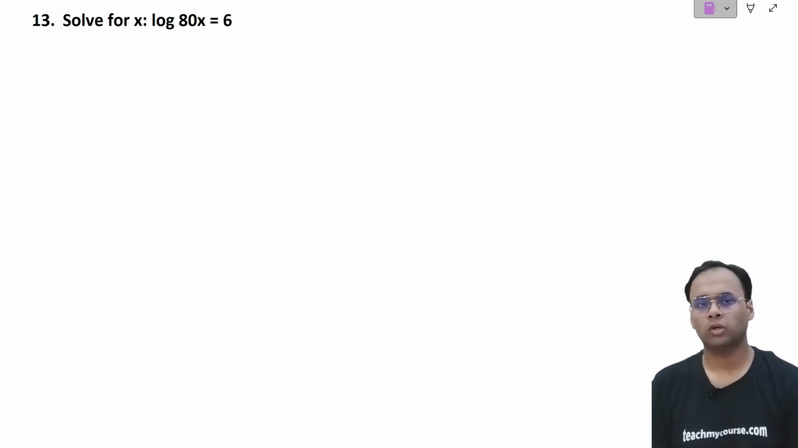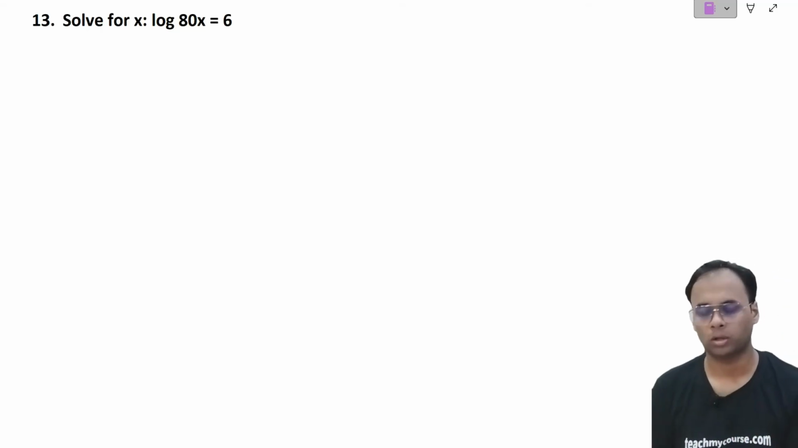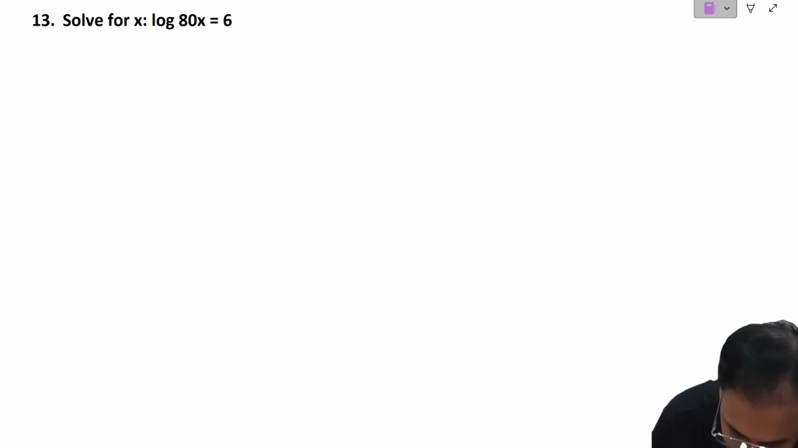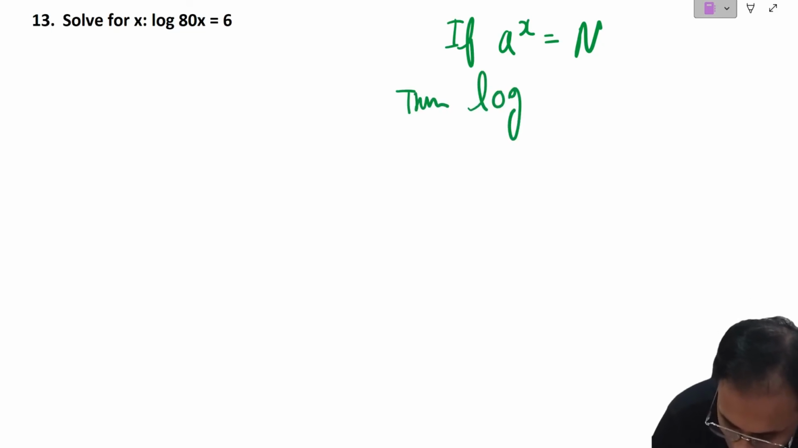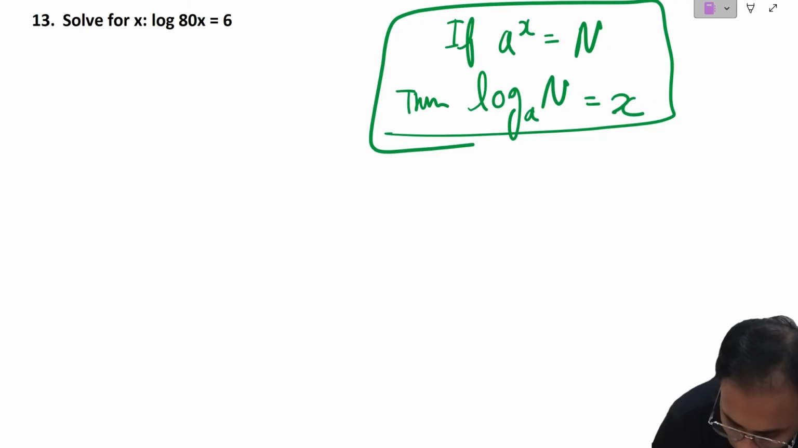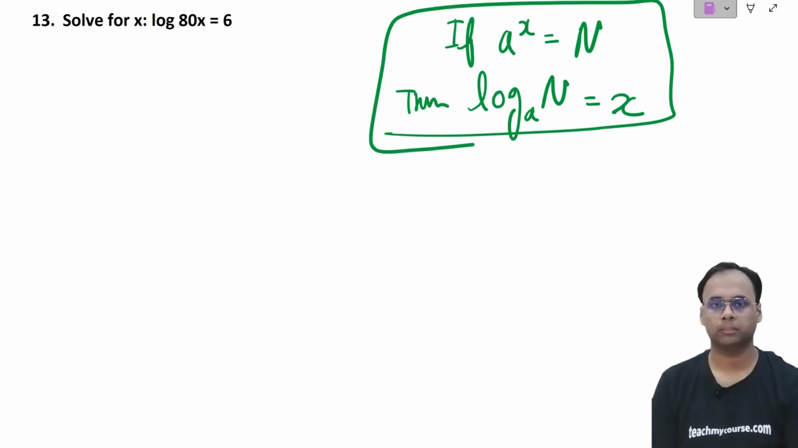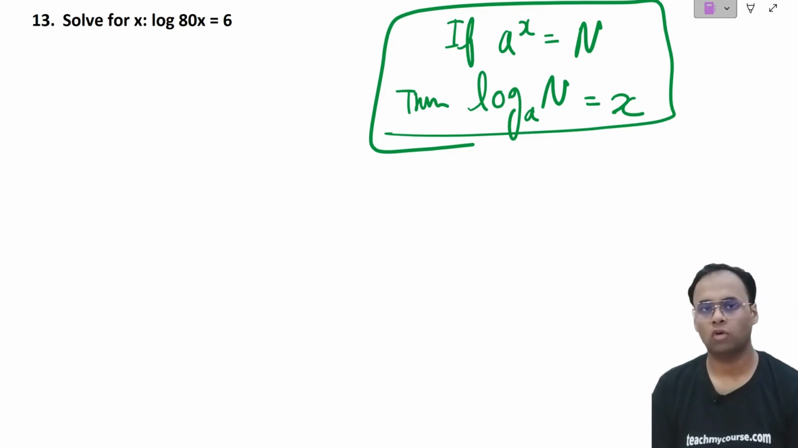First of all, in order to solve a logs question, you need to understand the definition of log. So what is the definition of log? If a raised to the power x is equal to n, then log n to the base a is equal to x. This is what the logarithm is all about. So if a raised to the power x is equal to n, then log n to the base a is equal to x. This is the definition of logs.